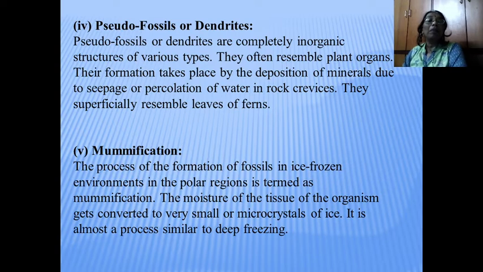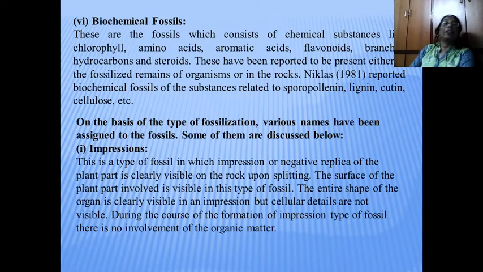Next type is mummification. This process of the formation of fossil in ice-frozen environments in the polar region is termed mummification. The moisture of the tissue of the organism gets converted to very small or micro crystals of ice. It is almost a process similar to deep freezing.